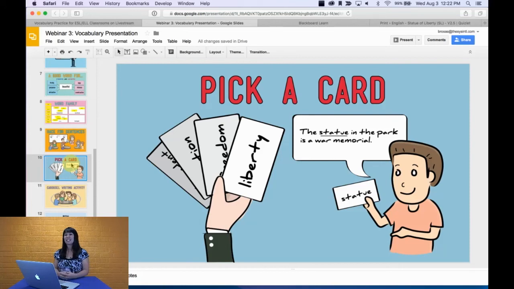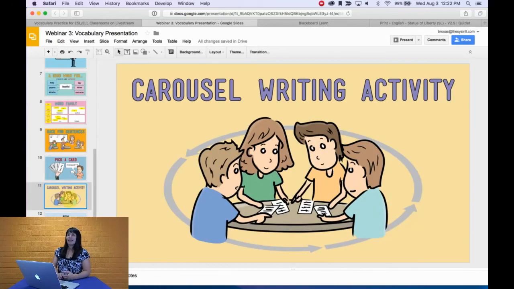These are all the things. And the only thing the teachers have to prepare are those stacks of flashcards. But again, remember Quizlet, you could just print it out and cut it out, and then you'll be done. All right, so pick a card. Carousel writing activity. This is one that's really fun for the students.